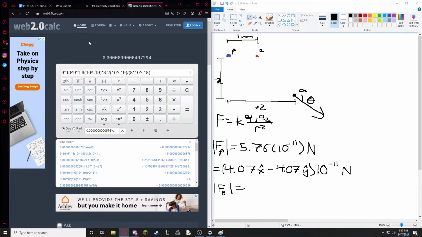So, we plug everything in. K is the same, 9 times 10 to the 9. 1.6 times 10 to the minus 19. That's the same. It's the same charge as the proton, right? It's the same elementary charge. It is opposite in sign, but we're just worried about the magnitude right now. And then times our 3.2 times 10 to the minus 19 for our alpha particle. And then our distance between the two of them is going to be different, right? How do we get this distance along here, where it's 1, 2?